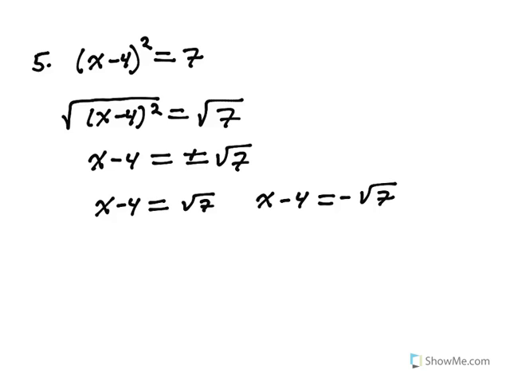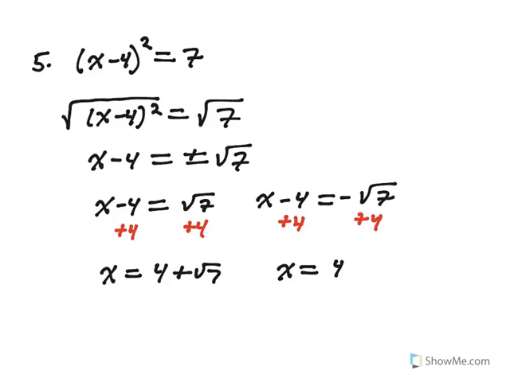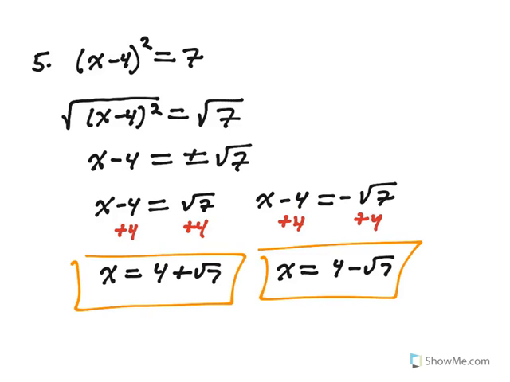And then here I'm going to just add 4 to both sides. And that's just going to give me x equals 4 plus the square root of 7. Here I'm going to add 4 to both sides. And that's just going to give me x equals 4 minus the square root of 7. And those are my two solutions. All right, let's do another one.